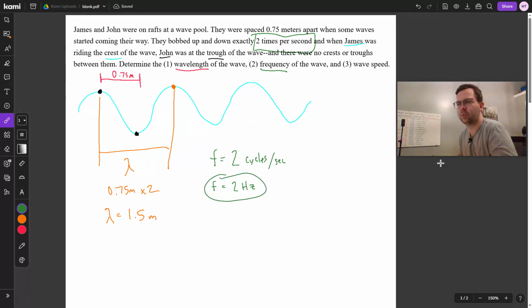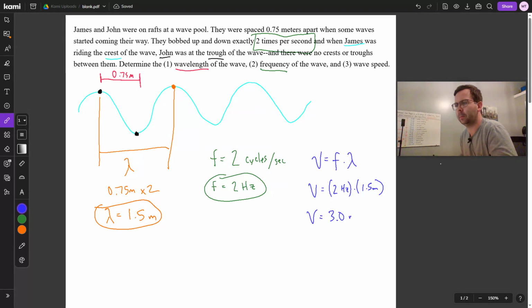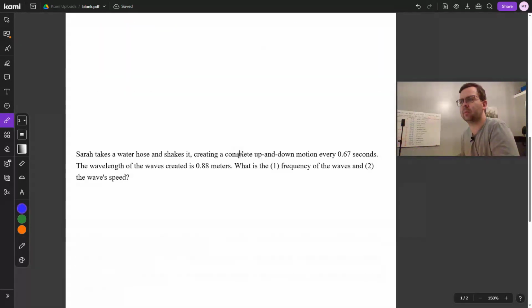So we have the frequency now, we have the wavelength, and knowing those 2 pieces of information will allow us to find the third piece, which is the wave speed, because wave speed is the frequency times the wavelength. So all we're going to do here is put in the frequency of 2 hertz times the wavelength of 1.5 meters, and that gives us a wave speed of 3.0 meters per second. So that is our wave speed. So that's the first problem. Let's go on to one more problem like it.